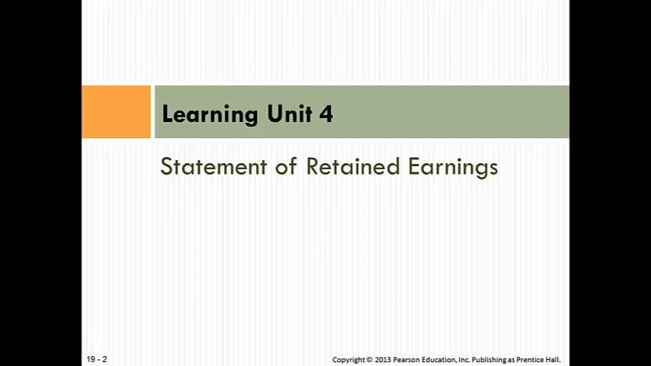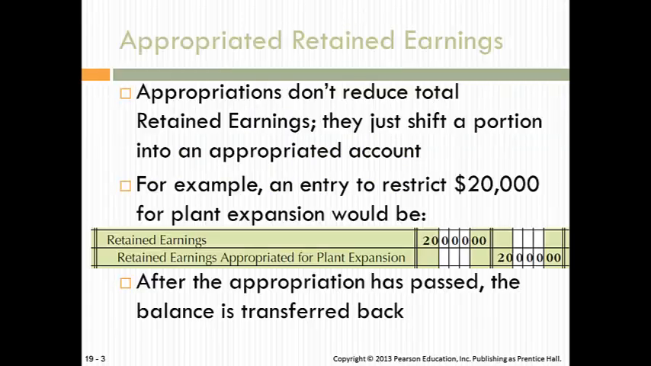The last learning unit is about the statement of retained earnings and appropriations of retained earnings. Appropriated retained earnings is a portion of retained earnings that the corporation is saving for something in particular, and it's not available to distribute as dividends. It's simply a different ledger account.